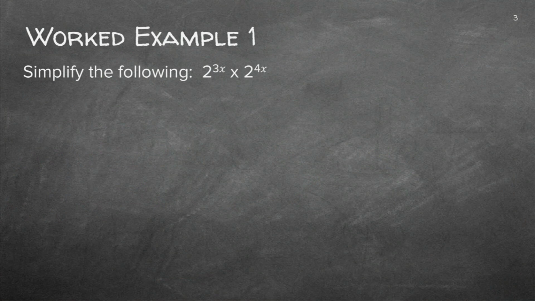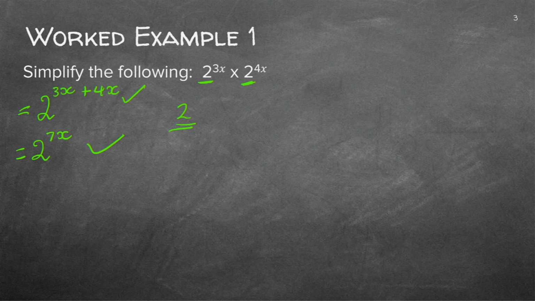So I have 2 to the power of 3x multiplied by 2 to the power of 4x. Lucky for us, we have the same base, base 2. So we simply take one base and add the exponents. So your answer will be 2 to the power of 7x. That's how you get your 2 or 3 marks, depending on the difficulty of the paper.